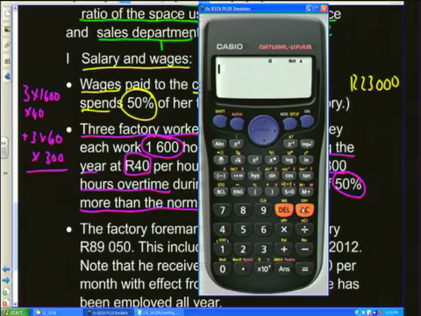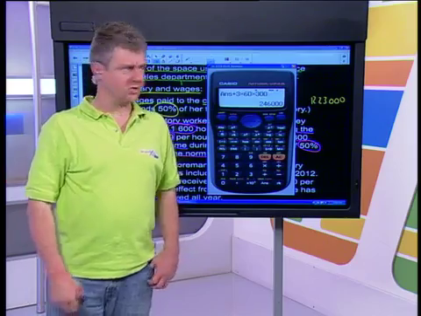We're going to take our 3 workers, each working for 1,600 hours, times 40 Rand per hour. That gives me one part of the calculation, 192,000. And then the overtime is another 3 workers, each working at 60 Rand per hour for another 300 hours. So the total wages that these workers are going to earn in total is 246,000 Rand.